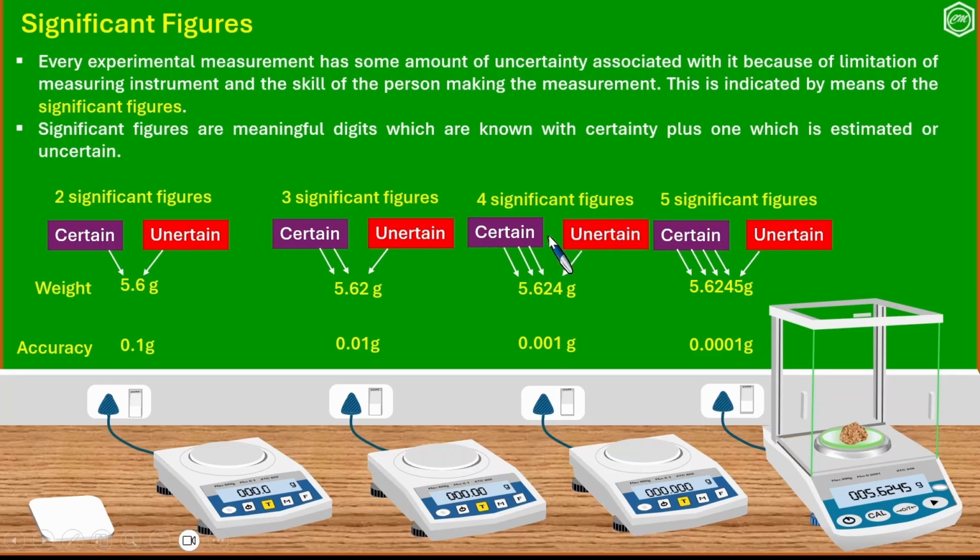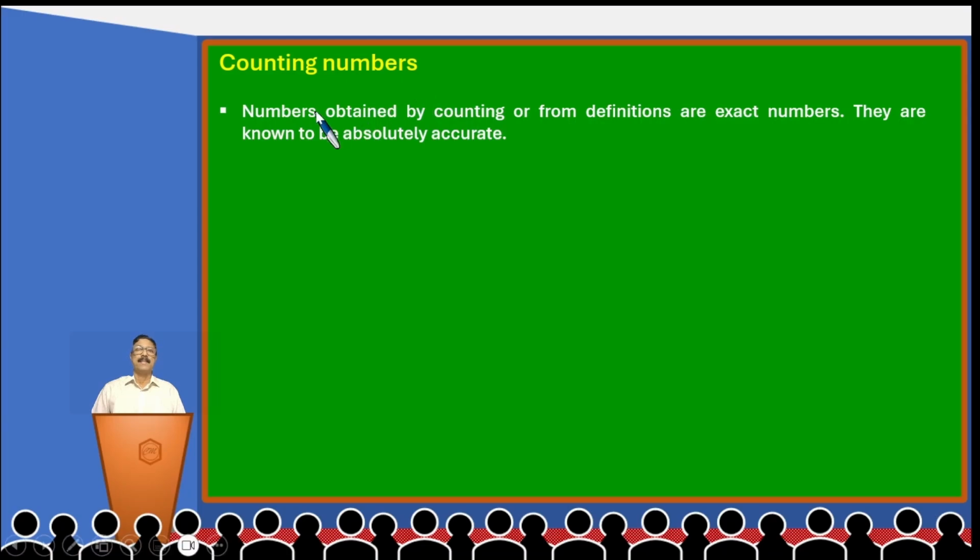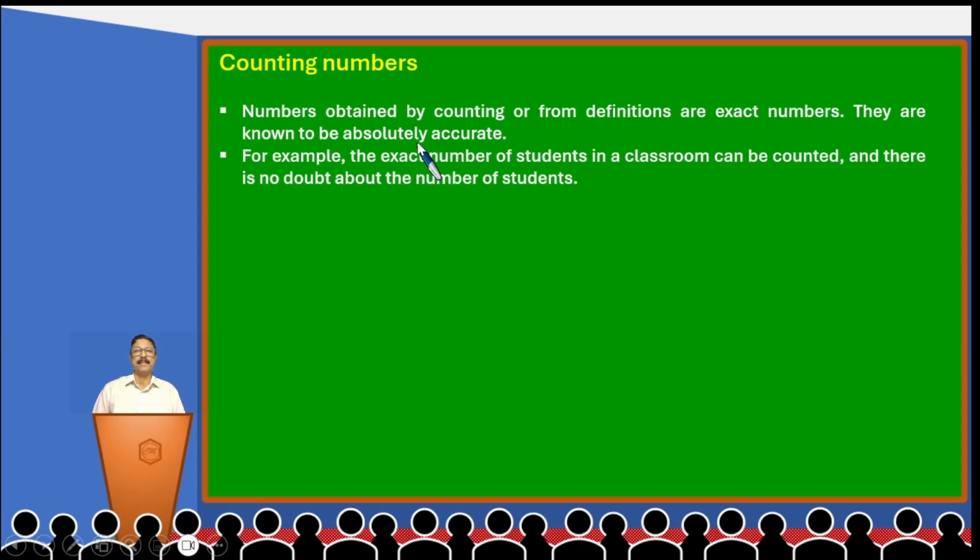Thus, the number of significant figures in a measured quantity gives an indication of the capabilities of the measuring device and the precision of the measurement. We have seen that measured quantities involve uncertain digits, but numbers obtained by counting or from definitions are exact numbers. They are known to be absolutely accurate.